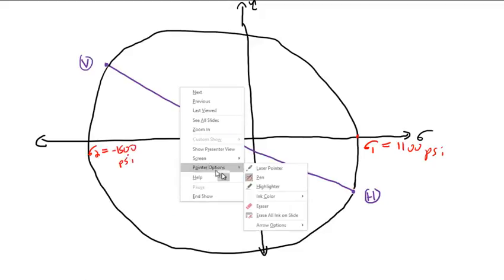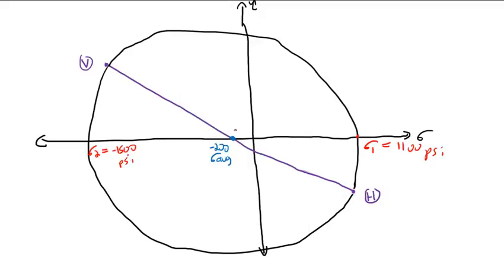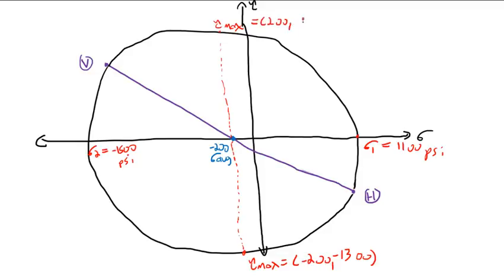Then I can project a vertical line from the center of the circle to find the tau max. And this is going to be tau max equals negative 200, comma 1300, negative 1300, or tau max equals 200, comma positive 1300. That's how you find the principal stresses.